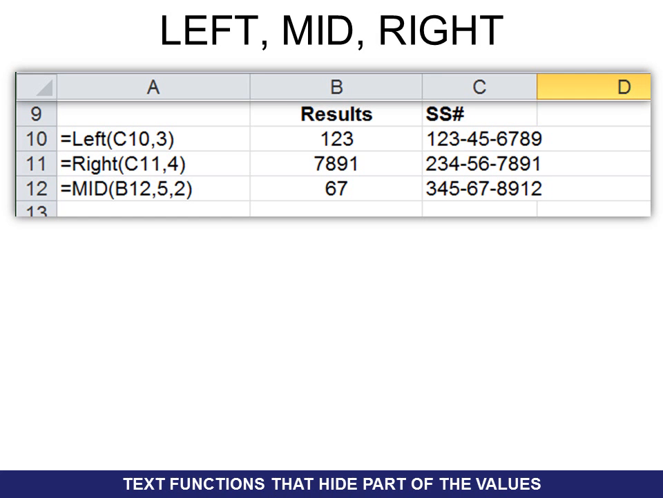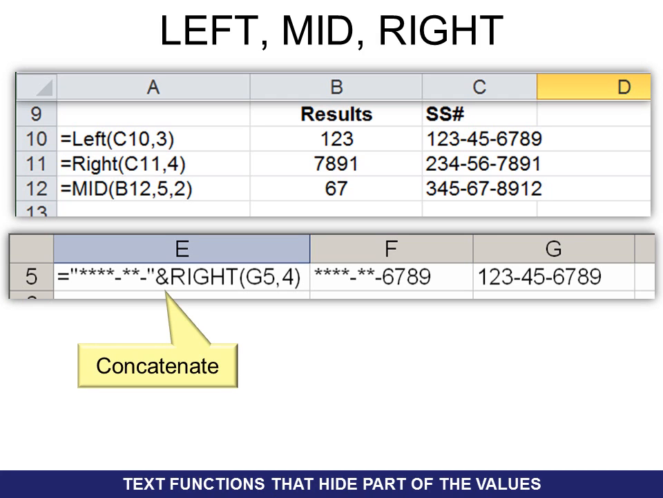LEFT, MID, and RIGHT are great if you want to just show certain things. For example, I just want to see the left 3 characters in C10, and in that case it will just show me those. We also can use that in conjunction with CONCATENATE or merge it together with some special formatting. So I don't want to show the first characters in a social security number. I don't want to show the last 4, but I want to show that there are placeholders there. So that's a good tool to do that.